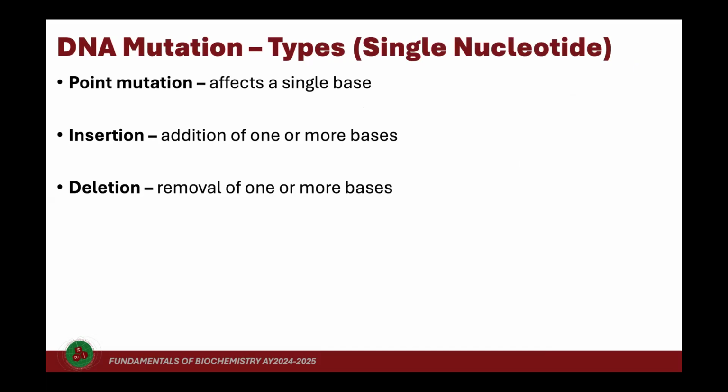And then you can also classify your DNA mutation depending on the number of nucleotides affected. So you can have a point mutation. When you say point mutation, that affects only a single base or a single nucleotide. And it can be insertion, like you insert one nucleotide, but you can also insert more than one, like you can insert a segment, like 10 nucleotides, for example, or you can delete. So deletion is removal of one or more bases.